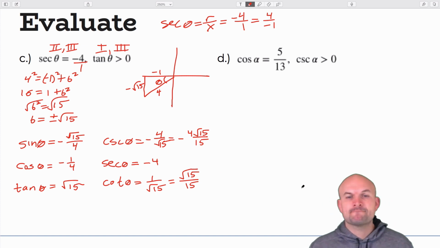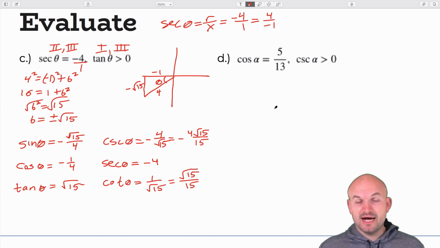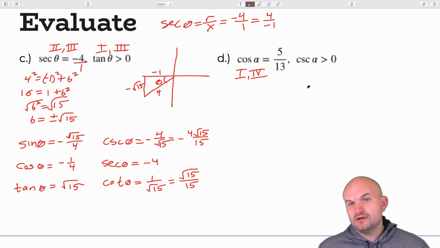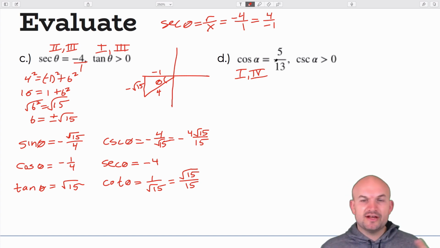Bang. All right. Last example here, I have cosine of alpha is positive, right? And it's 5 over 13. If it's positive, then I'm dealing with the first or the fourth quadrant. And then I recognize the cosecant of alpha is also positive. Well, I can actually stop here. If I know both things are positive, it has to be in the first quadrant, right?